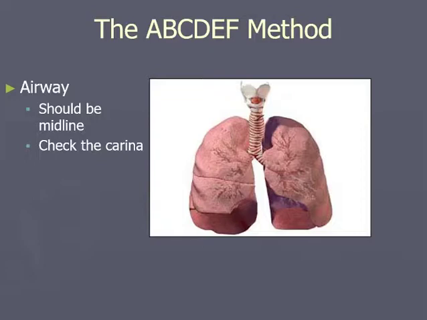When you think of the airway, we think of the trachea. The trachea should be midline. And then we also want to look for the carina, the first bifurcation past the trachea going into the left and the right lung.